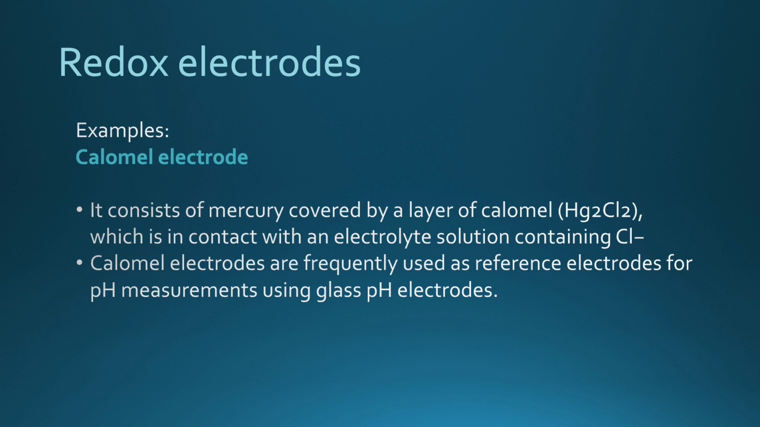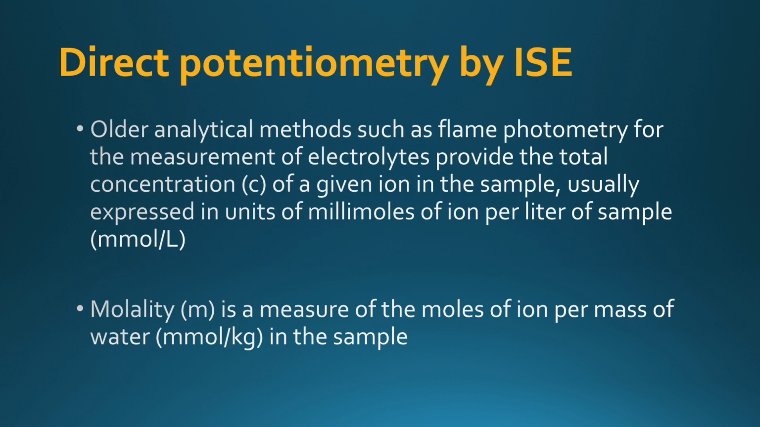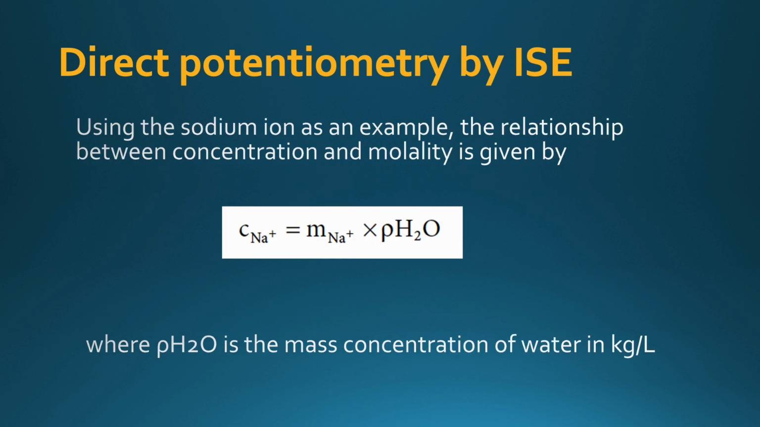Now, since we're talking about the ion selective electrode, I think it's important to mention direct and indirect potentiometry. The older analytical methods like flame photometry, which is not used anymore, I didn't catch flame photometry. The indirect ion selective electrode and flame photometry measure the electrolyte by measuring the concentration in millimole per liter. Okay, this is the way we measure the electrolytes. Sodium, potassium, all in millimole per liter.